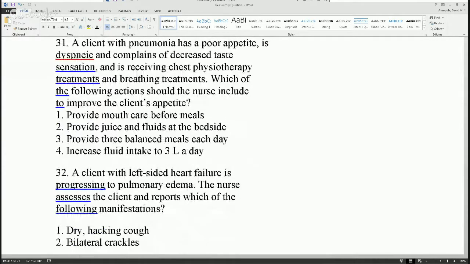The client with pneumonia has a poor appetite, is dyspneic, and complains of decreased taste sensation, receiving chest physiotherapy treatments and breathing treatments. Which of the following actions should the nurse include to improve the client's appetite?